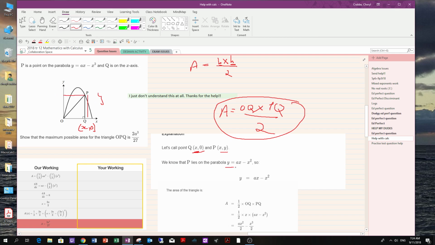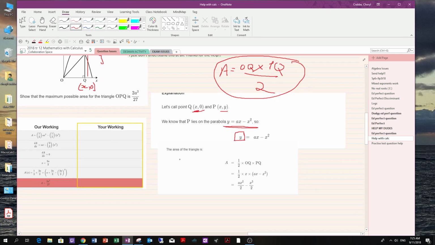So we know the parabola's equation is AX minus X squared. So Y is equal to AX minus X squared. We know what Y is. So when we go to write the area of the triangle formula, we go a half times, like we did up there, OQ times PQ, but we don't write this. We write it in terms of X and Y, right? So we know that OQ, that distance there, the base, is over X. It's X. So there it is, a half times X, that's the base.